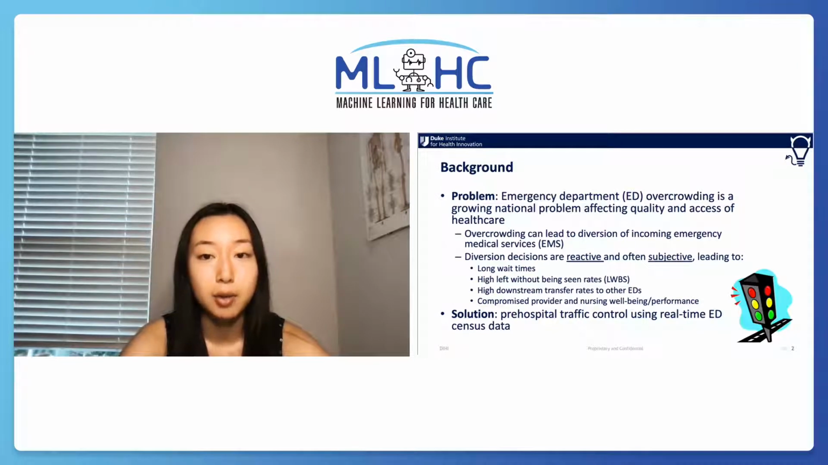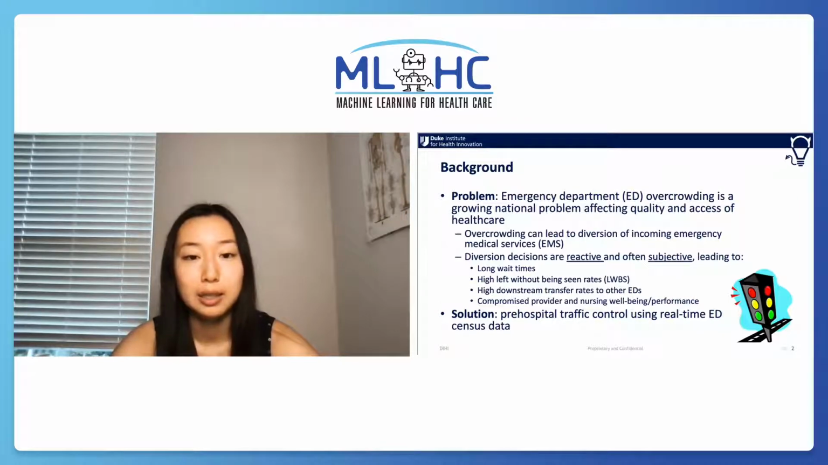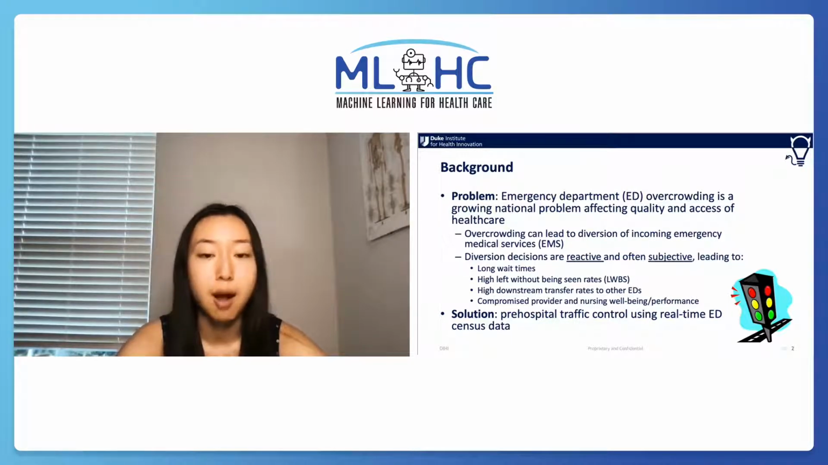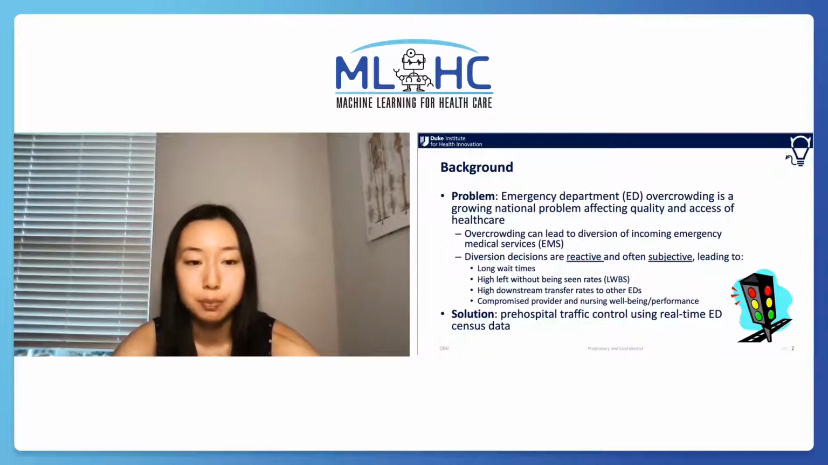To give some background, ED overcrowding is a well known national problem that affects both quality and access of care. Overcrowding can lead to the need to go on diversion status, where incoming emergency medical services are sent to a different ED. These decisions are often made reactively and subjectively, leading to poor outcomes in many metrics.